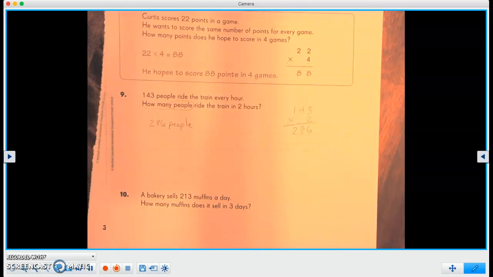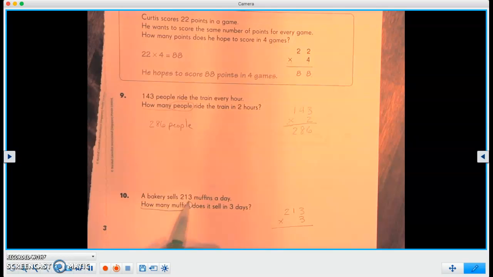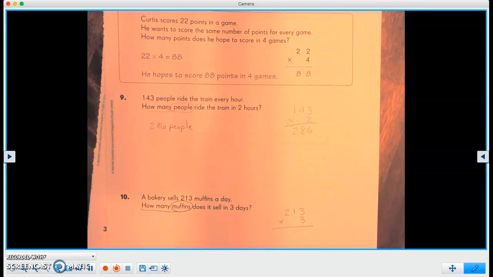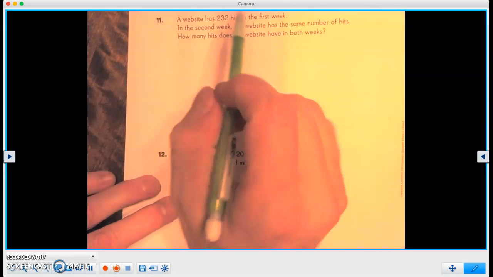Okay, now a bakery sells 213 muffins in a day. How many muffins does it sell in 3 days? Again, we're going to set that up like that. And how many whats? How many muffins? So I'd like you to go ahead and finish number 10. I'm going to also look at number 11 and 12 quick before we finish today.